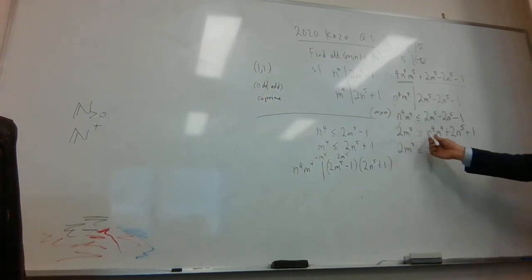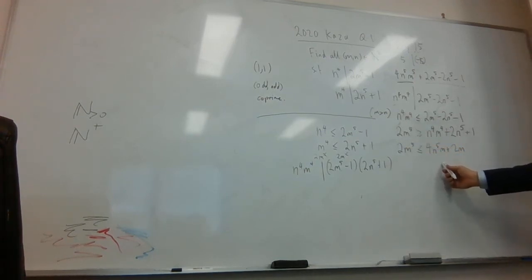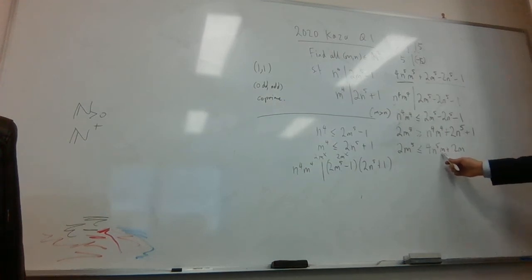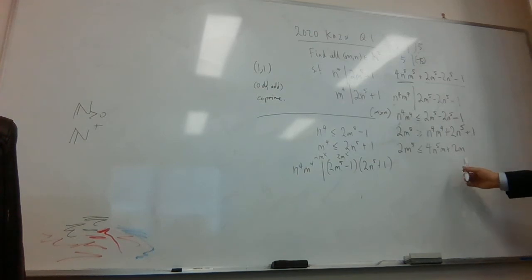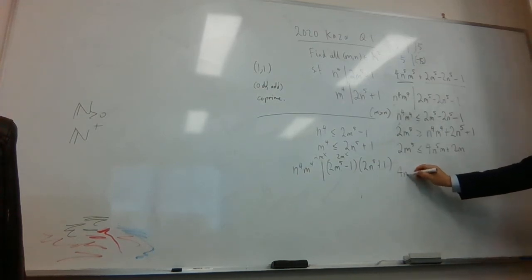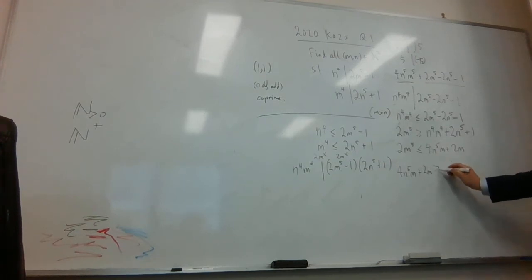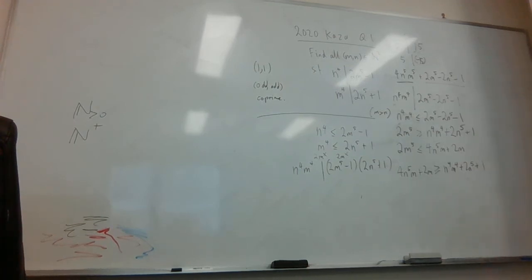So that's bigger than that, and this is smaller than that, right? So what that means is this is bigger than this, which is bigger than that. So this is bigger than that, right? So 4n^5 m plus 2m is bigger than or equal to n^4 m^4 plus 2n^5 plus 1. Yeah?